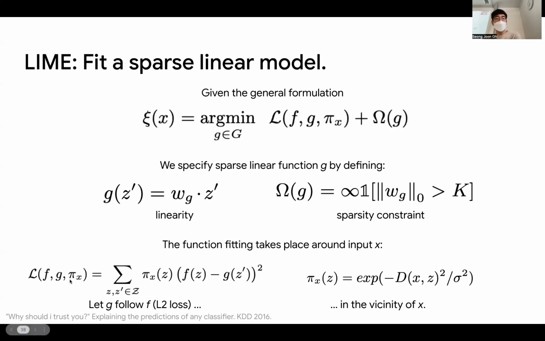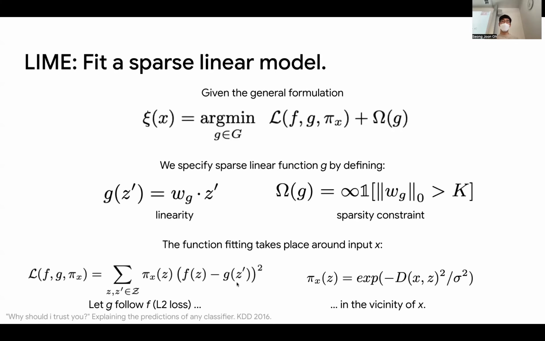Okay, and now the loss function looks like this. It's an L2 loss function for the function outputs. So for z and z prime, the output of F and the output of G should be similar, because this is L2 loss, where the weight is given by this pi x of z, which is measuring the radial distance from x. What this is basically telling us is that F and G should be very close to each other around the point x.